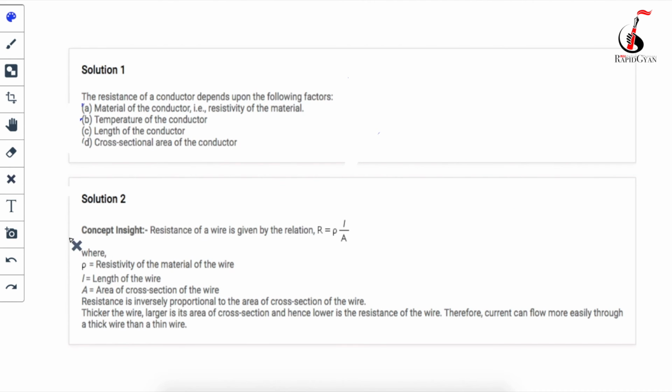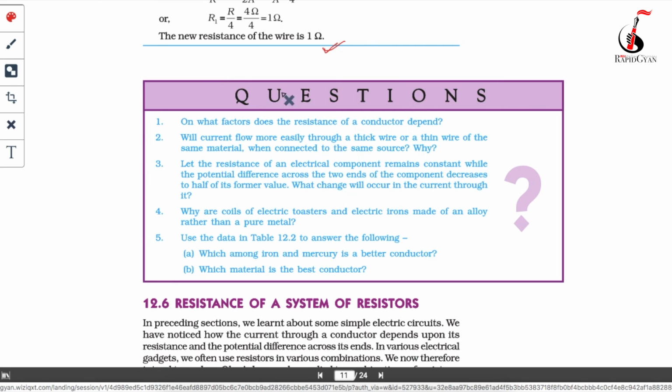So you guys can see here I have written the solution. In the last line you can see, thicker the wire, larger is the area of cross section and hence lower is the resistance, and since the resistance is lower, current will flow more easily through it. So guys, please write down this solution in your notebook, and in the exam write it like this only. Now let's go to your next question.